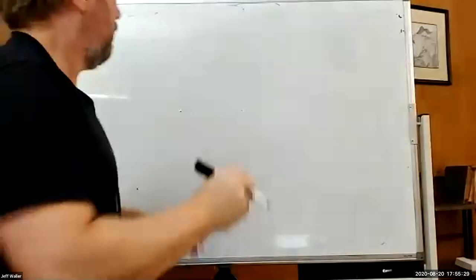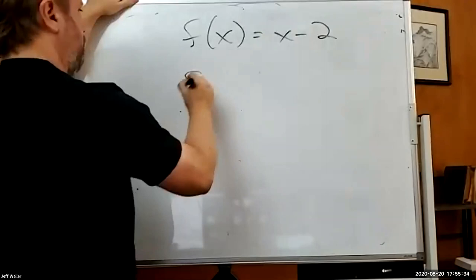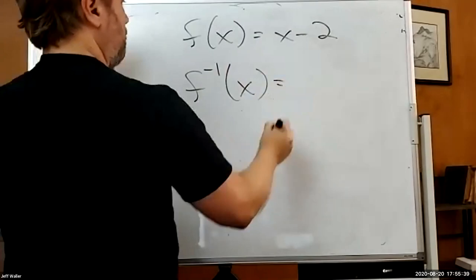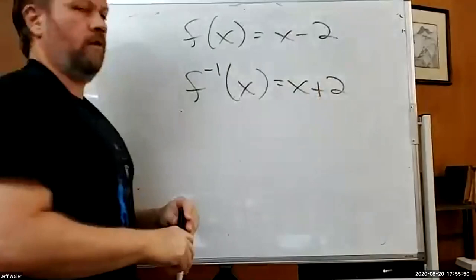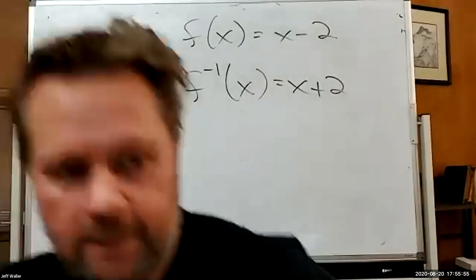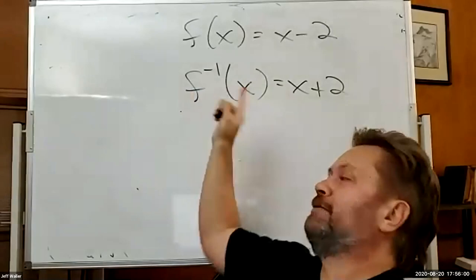So if I have f of x is x minus 2, for example, what would the inverse function be? So this is the symbol for inverse. You could do this. What's the opposite of subtracting 2? Adding 2? Yes. All right. So yes, that's what you're asking, right? That's the symbol for it.